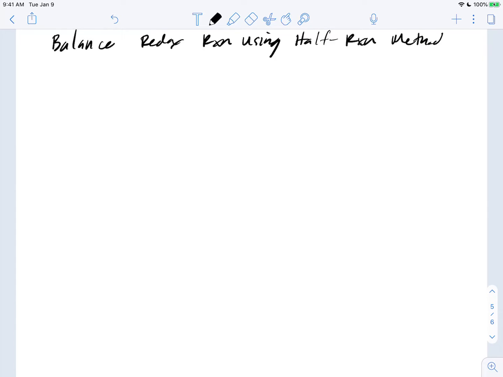So now we're going to look at being able to balance redox reactions that are more complex using the half reaction method. So this method is a series of steps that we will use to systematically balance for both mass and for charge using very specific steps.